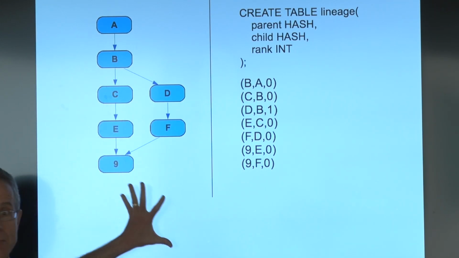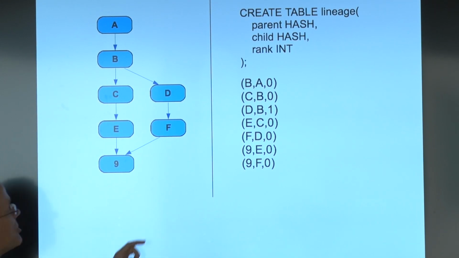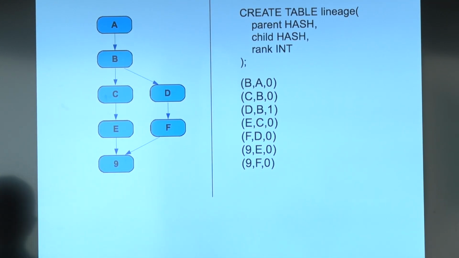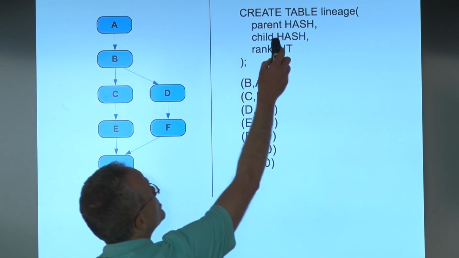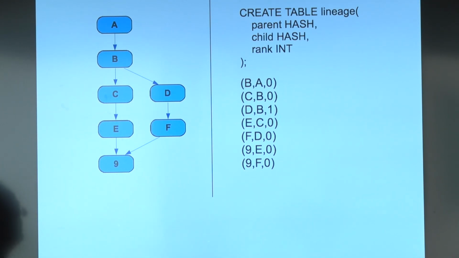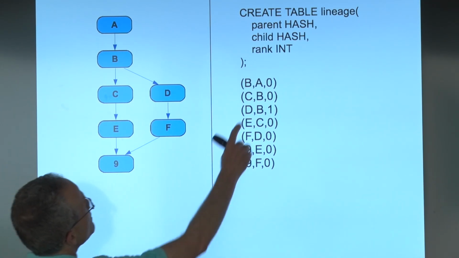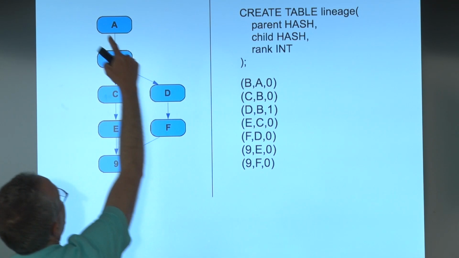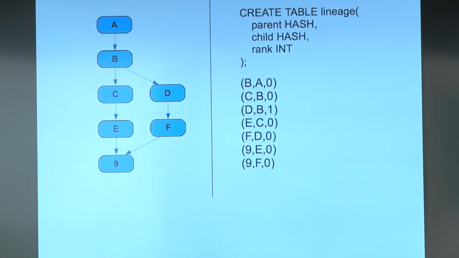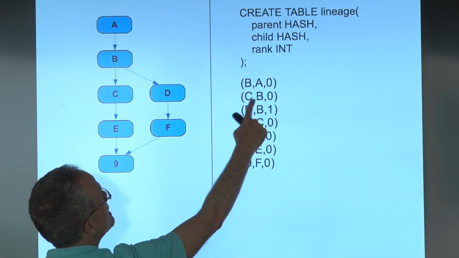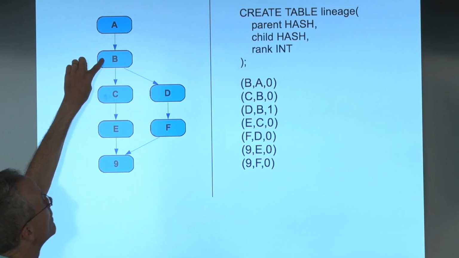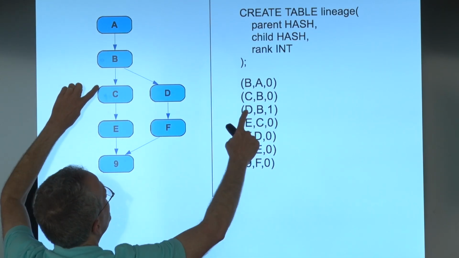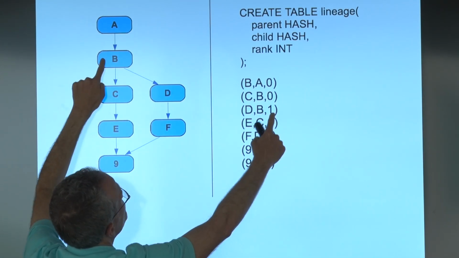All of this stays the same. It's just that every time you add a new commit object, you also make an entry over here in this lineage table. It's got the parent, the child, and the rank. I'll explain the rank in just a second. So, for example, we've got an entry here that says the parent is B and the child is A. Right there is A. And we've got an entry that says the parent is C and the child is B. Right there. And here the parent is D and the child is B, and its rank is 1.